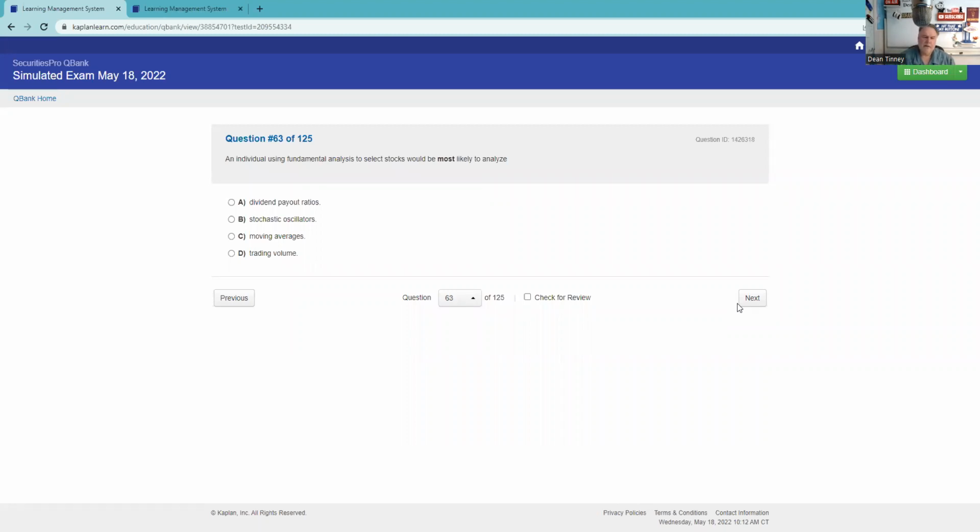An individual using fundamental analysis to select stocks would be most likely to analyze, yes, it's oscillators. It's B, C, and D are all technical. So dividend payout ratio: how much do they pay as a dividend as compared to their earnings per share, right? So if the earnings per share was 4 and we paid a dividend of 2, that'd be a 50% dividend payout ratio. I would also know that we associate a higher dividend payout ratio with more mature, stable corporations.